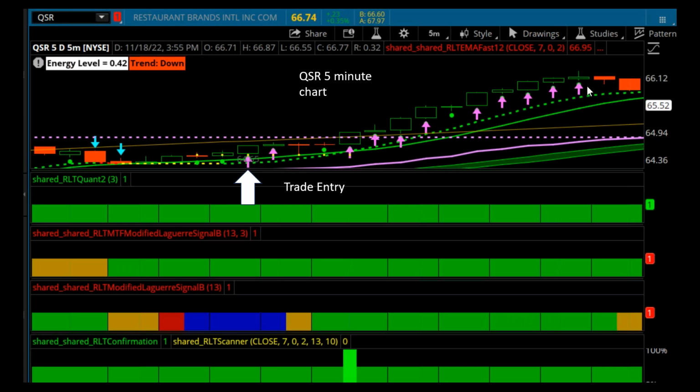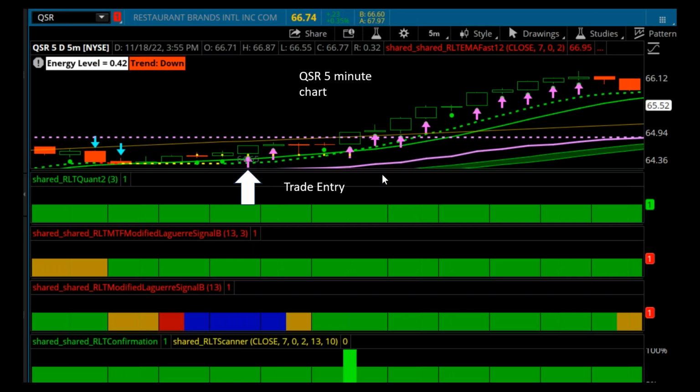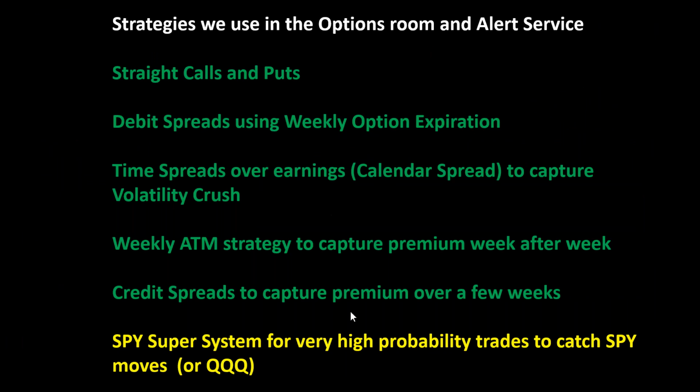That's how I trade. Using the daily chart, bullish, 5-minute chart, bullish. Where do I enter? And that's where I enter right there. So again, just to recap, this is what we do in the room: straight calls and puts, debit spreads using weekly expiration, time spreads, which we use over earnings. It's a really non-directional, nice trading setup. It has a very good win rate, and it also has very good profitability. You have losses, of course, but the criteria are very specific.